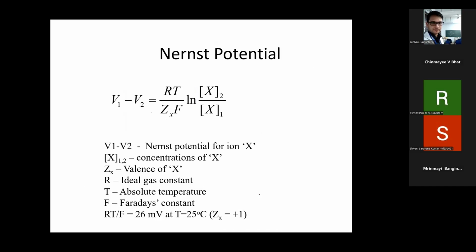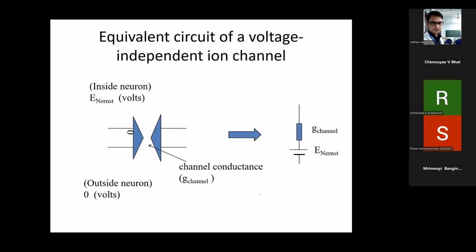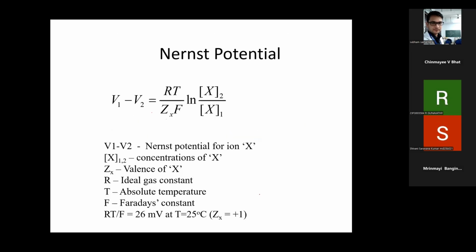And that voltage, which is called the Nernst potential, is given by this formula. V1 minus V2 is equal to RT by ZF times ln of X2 by X1. X2 is the equilibrium concentration in compartment 2, and X1 is the equilibrium concentration in compartment 1. R is the ideal gas constant, T is absolute temperature in Kelvin, F is the Faraday constant, and Z is the valence of the ion. So with this formula, you can calculate the Nernst potential.